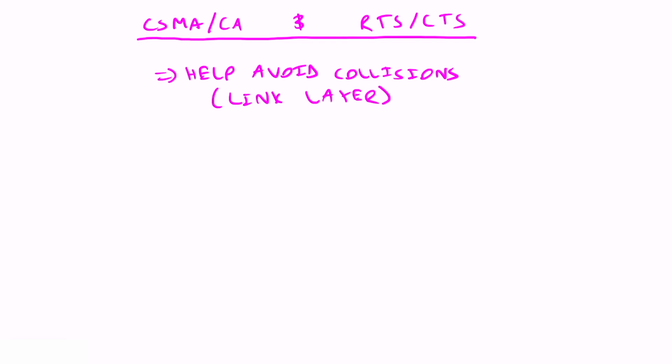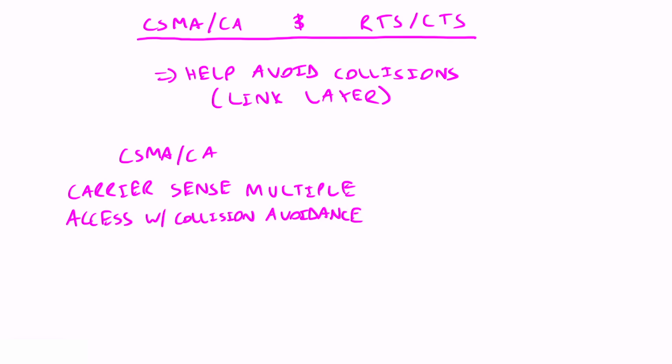Now CSMA/CA stands for Carrier Sense Multiple Access with Collision Avoidance. It gets this name because the carrier refers to our devices on our network, and the sense refers to them sensing each other because they are both transmitting radio waves, which is Wi-Fi. And the multiple access comes from they can both be on the same network, and then we have collision avoidance. So CSMA is when devices sense each other to avoid collisions.